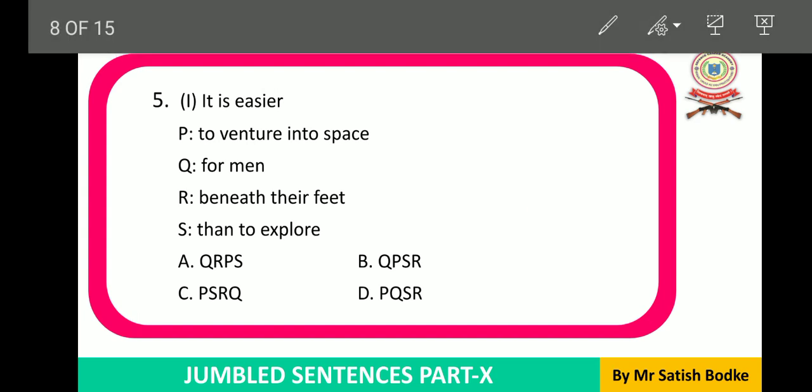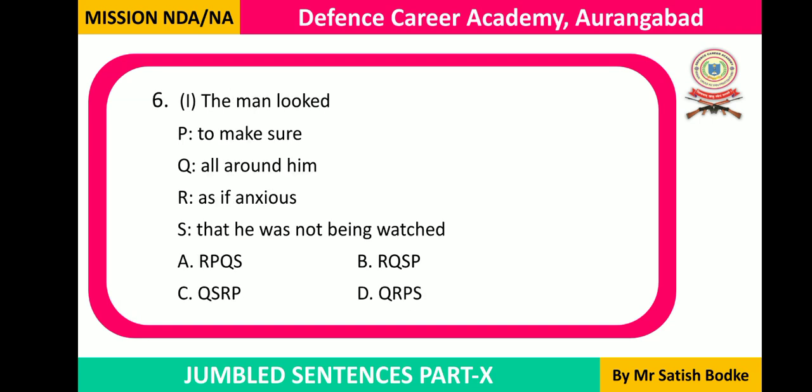Now let's go to question number 6. The man looked. Here the subject and the verb are given in the beginning, and we'll have to complete the first clause. The man looked all around him, as if anxious to make sure that he was not being watched. So our sequence is QRPS, and QRPS is option D. So our answer is option D. That's all about question number 6.